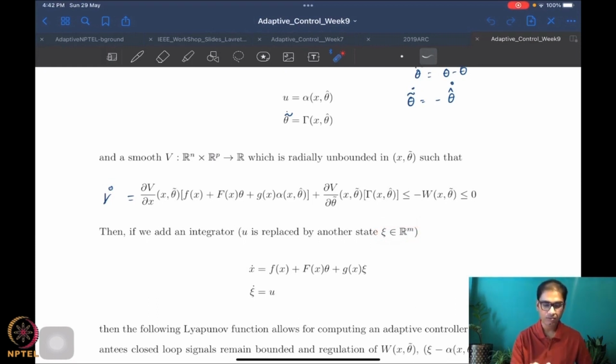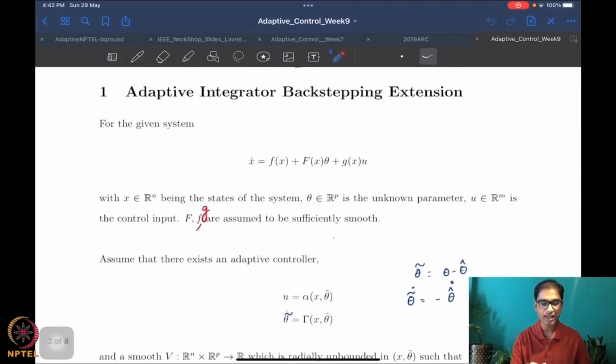So how did we start the setup of this system? We said that we have this form for the system. We are now used to this form for the adaptive integrator backstepping for the general case, I hope all of you remember that. Here there is one term which corresponds to the drift, the second term which contains the unknown parameter which appears linearly, and the third which contains the control which also appears linearly, right?